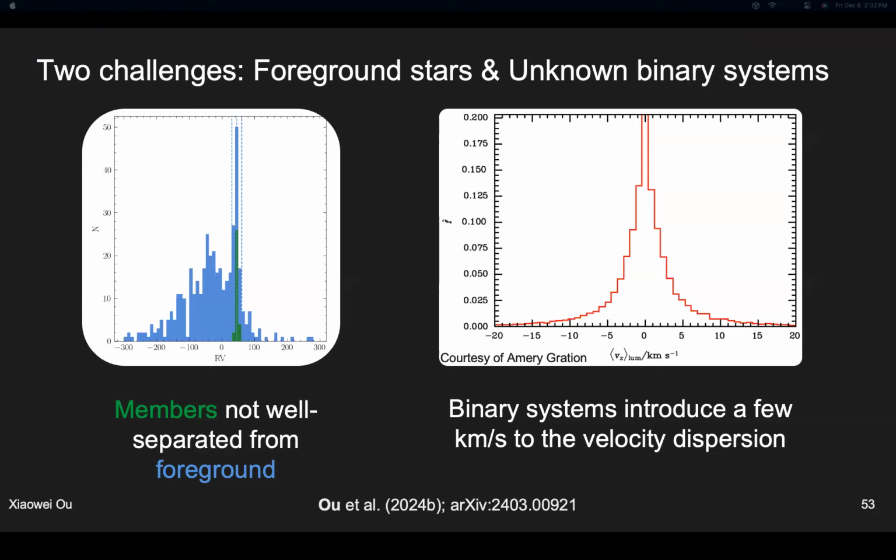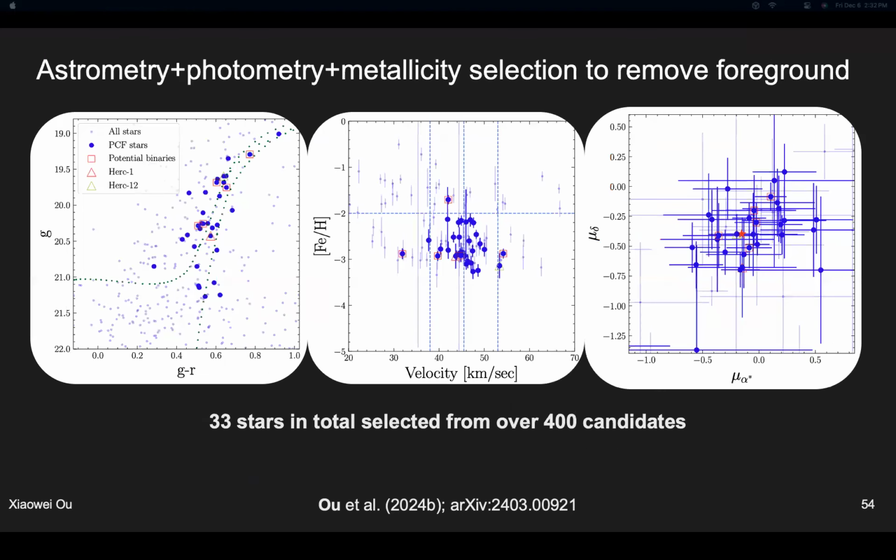And then also, unknown binary systems in these UFDs can introduce a few kilometers per second of extra velocity dispersion. That is not usually a problem with more massive satellites, if they're at 20 or 30 kilometers per second. But for a low-mass system that originally started with 2 or 3 kilometers per second velocity dispersion, this can introduce a biased measurement in velocity dispersion by a factor of a few.